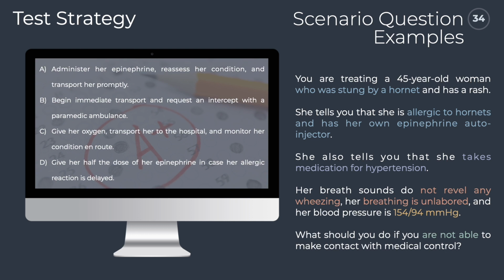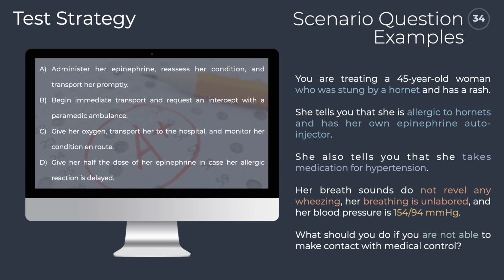We know that if the patient is showing signs and symptoms of anaphylaxis, then we as EMTs can administer epinephrine using the patient's autoinjector. The history of hypertension is a distractor because while it's good history taking to learn the patient's medications and medical history, it is not contraindicated for the use of epinephrine in an emergency setting.